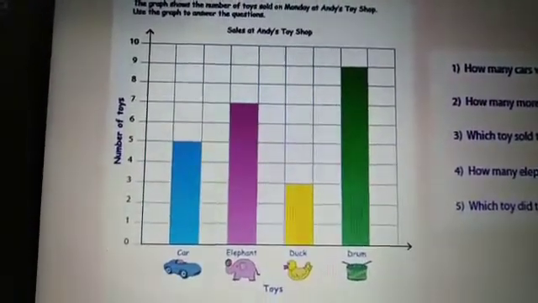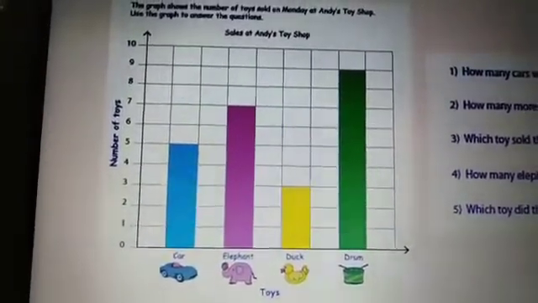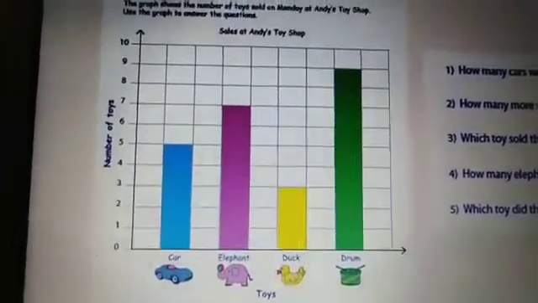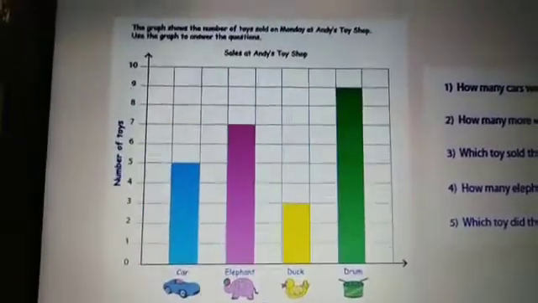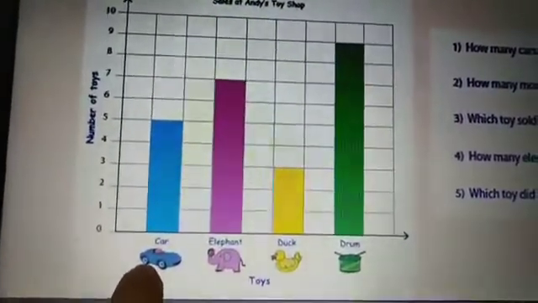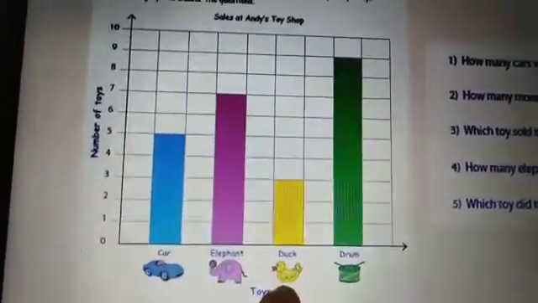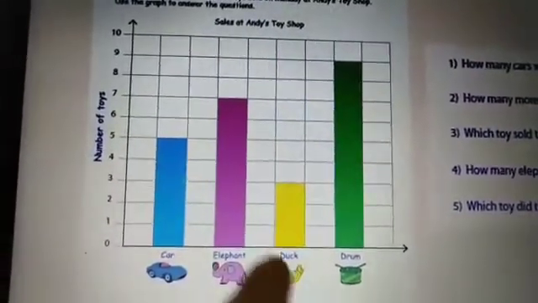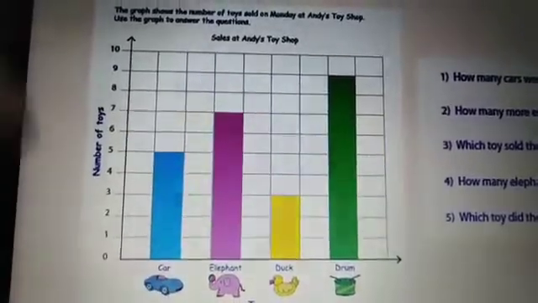Question number 5. Which toy did the shop sell more, car or duck? We have to compare between cars and ducks. You can see that 5 cars were sold while only 3 ducks were sold. So cars were sold more.